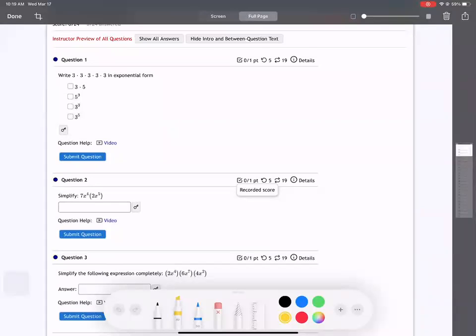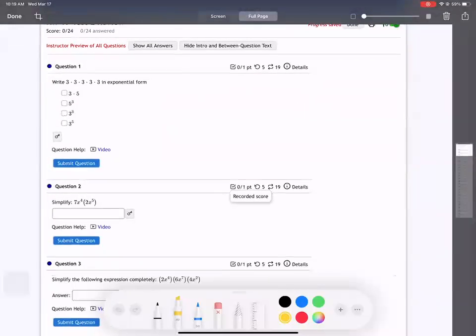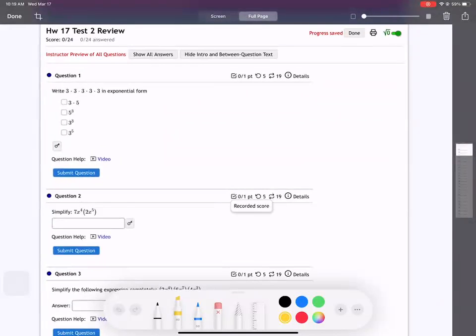Okay, so here is our test 2 review, homework number 17. And I'm just going to go through this as fast as we can. We should be able to finish before the time limit. Okay, well, which is the class.